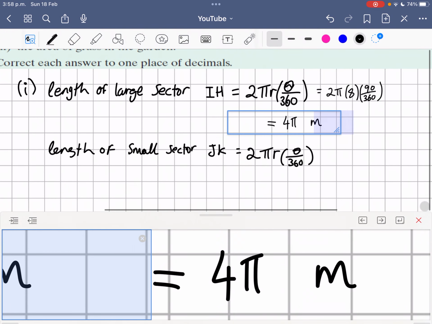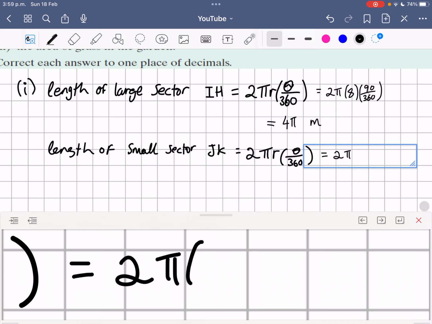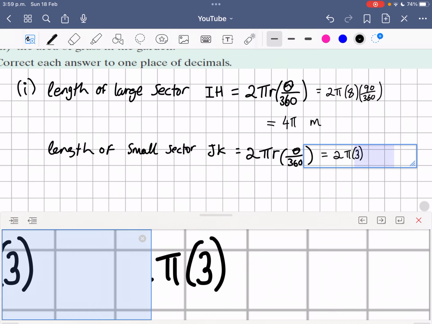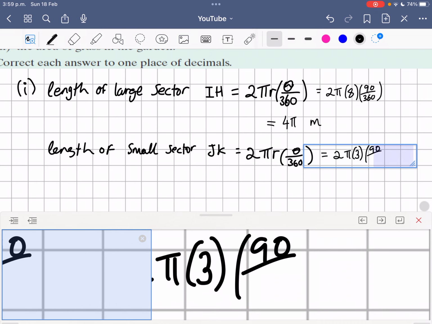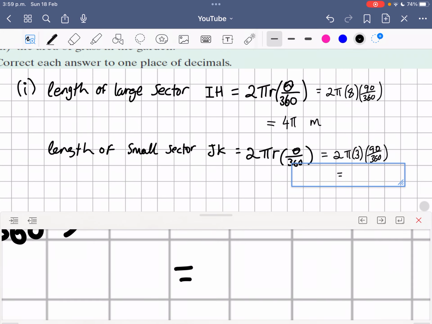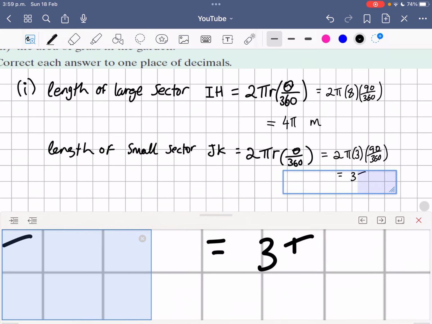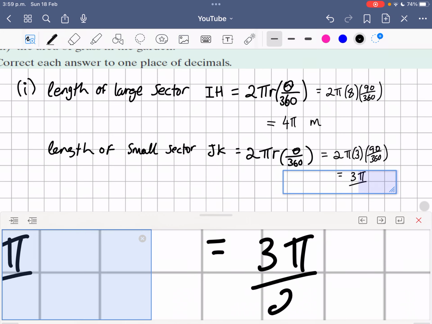And then the length of the smaller sector, the radius of the smaller sector is 3, 2 pi by 3, and the angle is the same, and that is equal to 3 pi over 2 meters.